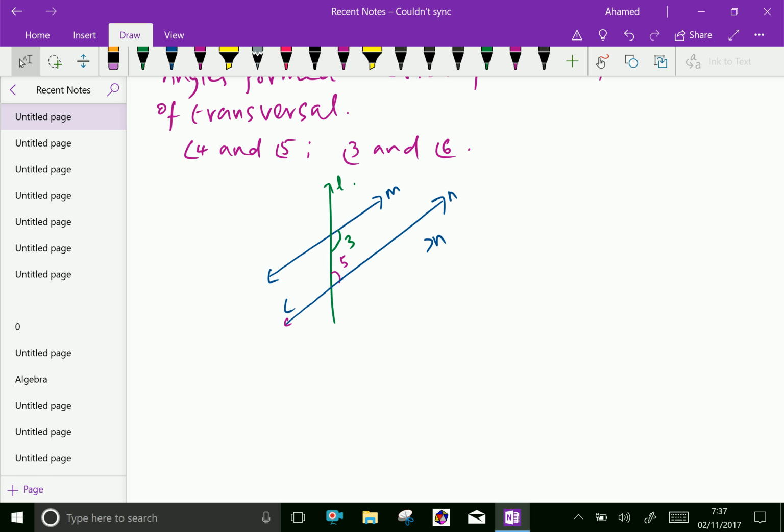Now one more set of consecutive interior angles is angle 4 and angle 6. Angle 4 and angle 6 are formed on the left side of the transversal, and both are in the interior part of M and N. So these are called consecutive interior angles.